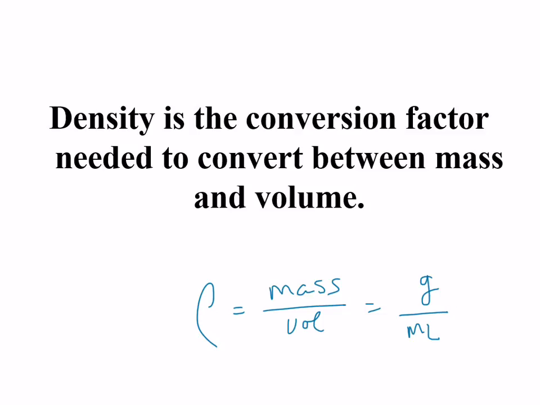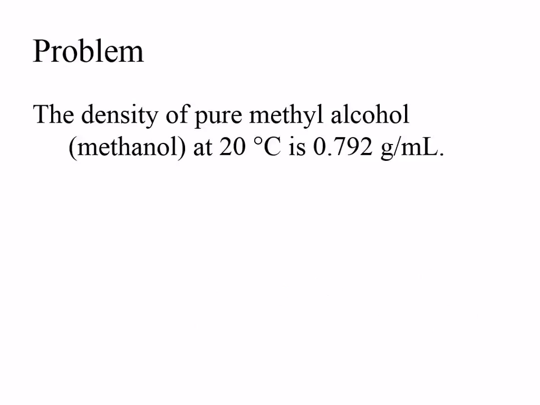Great. So density is a physical property of matter, of that particular matter, and we can actually then use it to go back and forth between these 2 units. If you have grams, you can get to milliliters. If you have milliliters, you can get to grams. Okay? We're going to use physical properties as a conversion factor. So let's go ahead and work one.